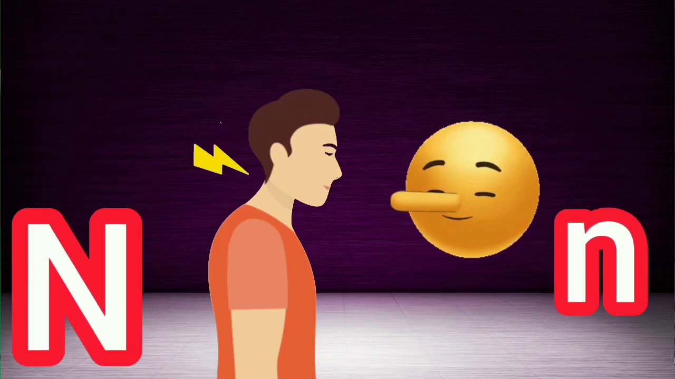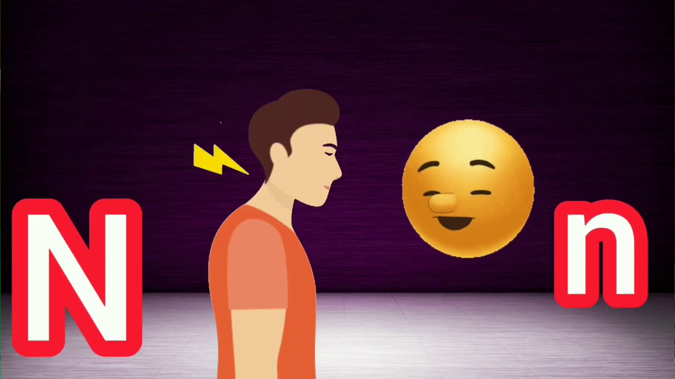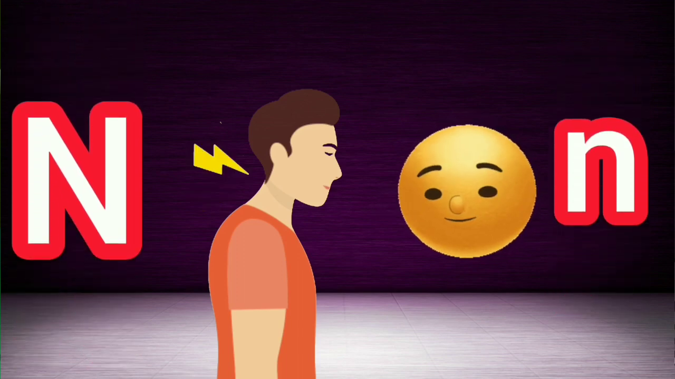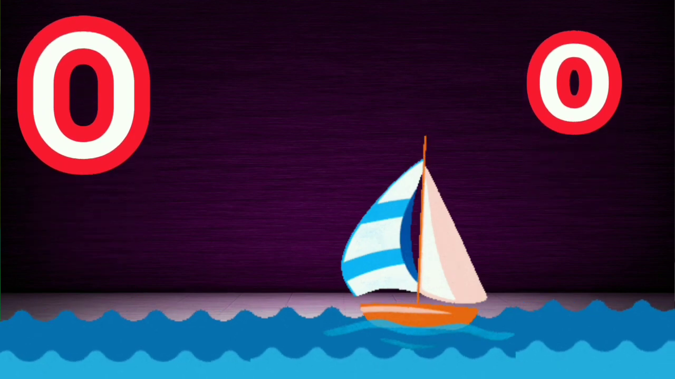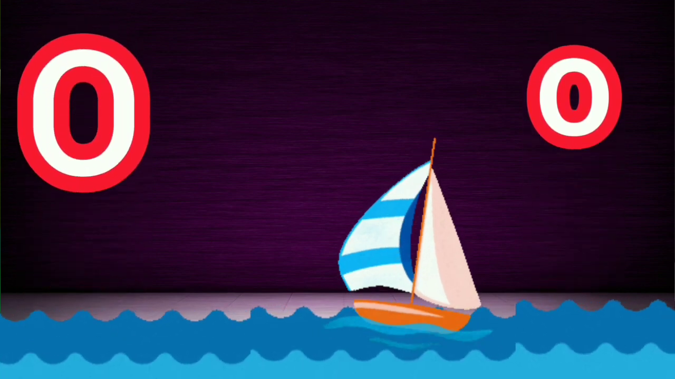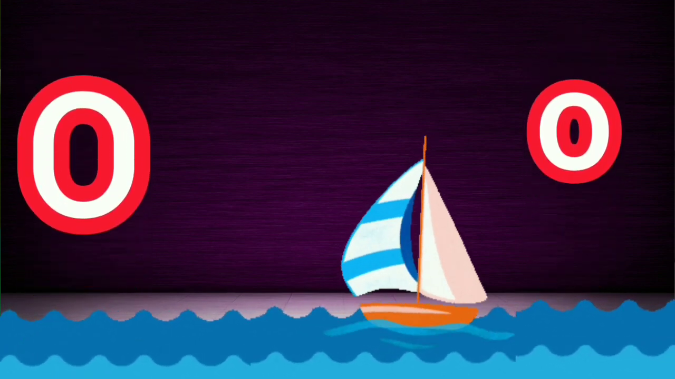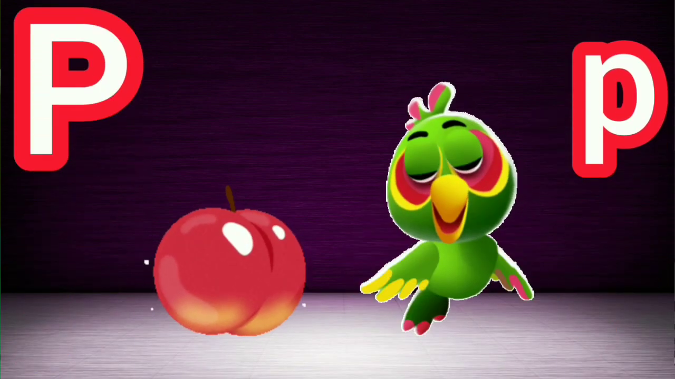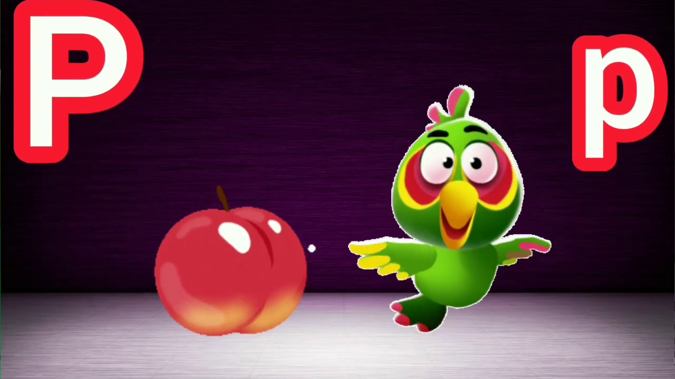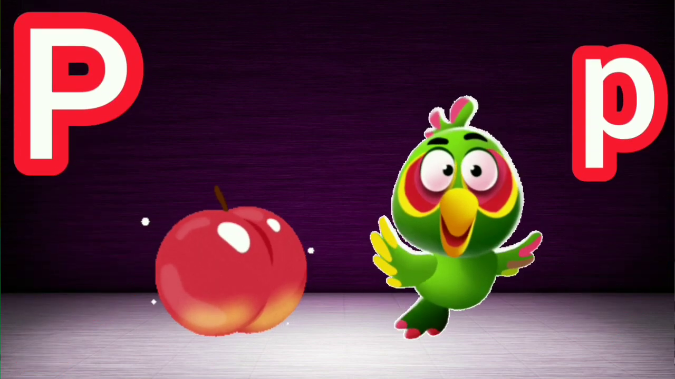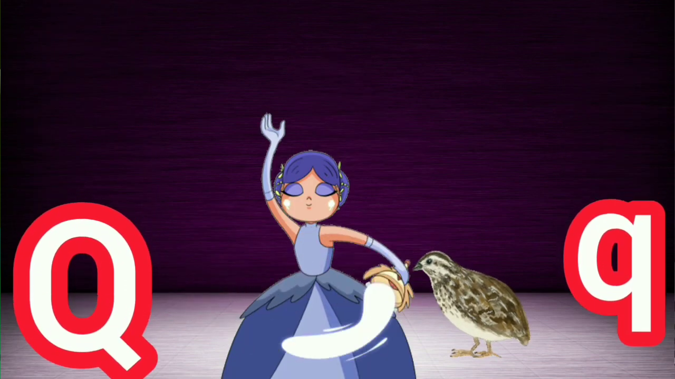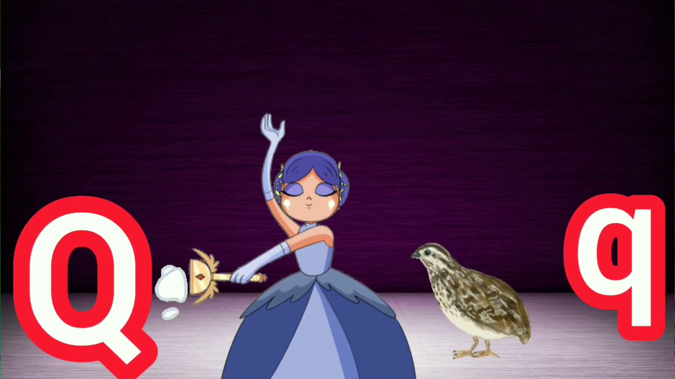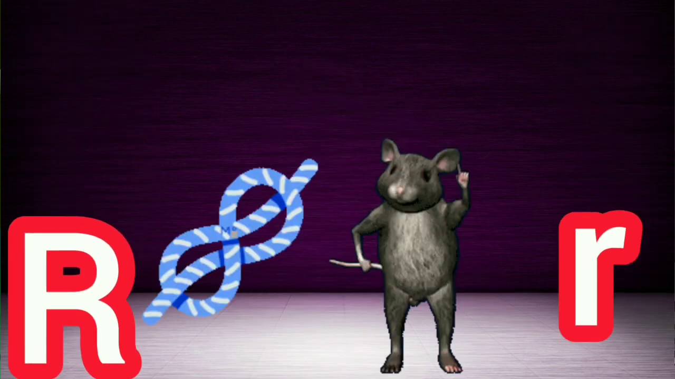N for neck, N for nose, n n n n n n. O for ocean, O for oar, o o o o o o. P for plum and P for parrot, b b b b b b. Q for queen and Q for quail, k k k k k k.